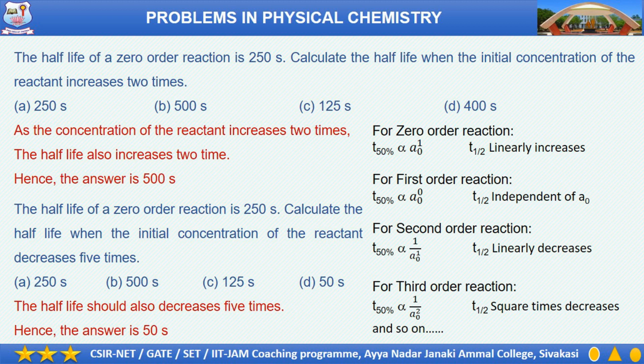Initial for a given concentration is 250 seconds. Its concentration is 5 times decreased. Initial concentration is 5 times decreased. What would be the half-life period? The initial concentration is 5 times decreased.